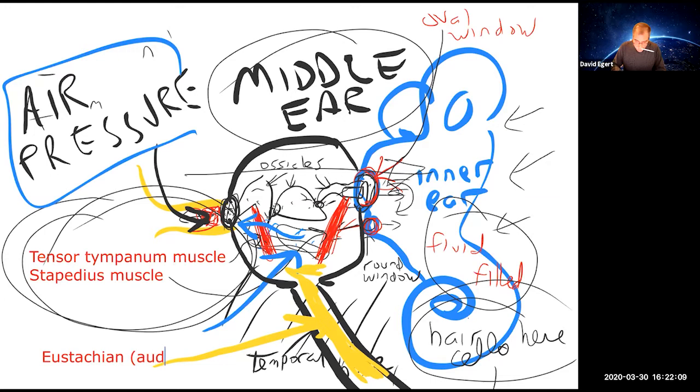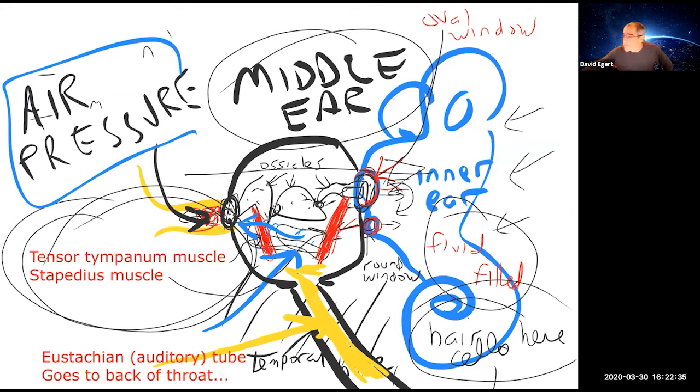Also called the auditory tube. It also has other names, like the pharyngotympanic tube. It basically goes to the back of the throat, up into what we call the nasopharynx.